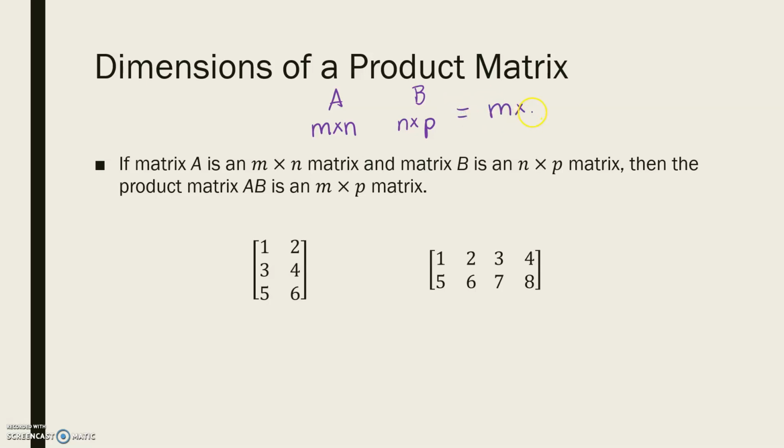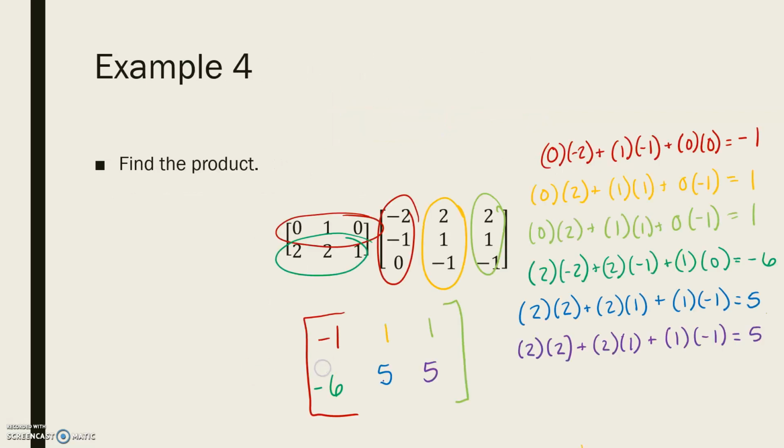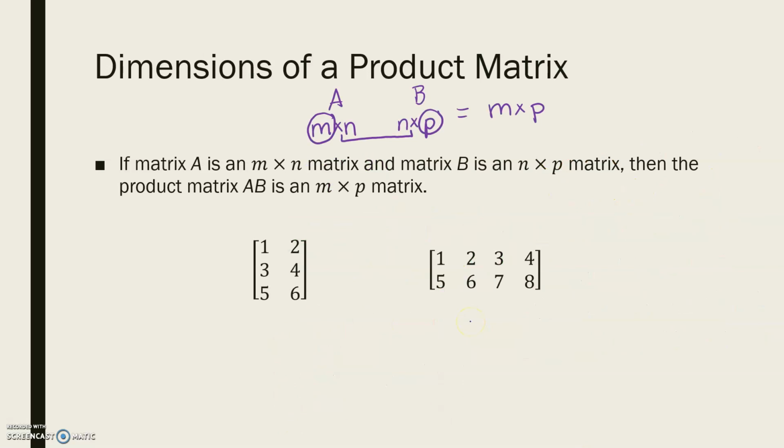So essentially, we have to look at the middle terms and make sure that they match. If those middle terms do not match, they're not the same number, then we cannot multiply them. And then my final dimensions will be the ones on the outside. So with this one, I had a 2 by 3 and a 3 by 3. These inside numbers match, and my final result should have been a 2 by 3, which it was. I had 2 rows, 3 columns.